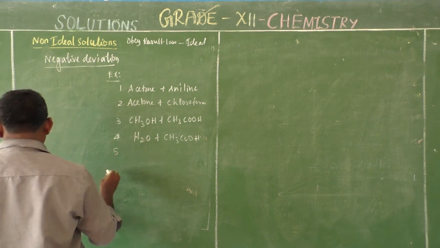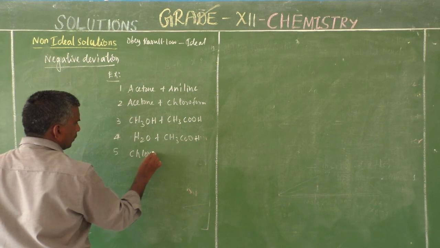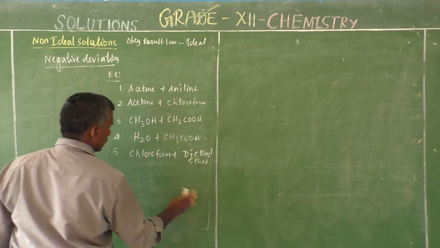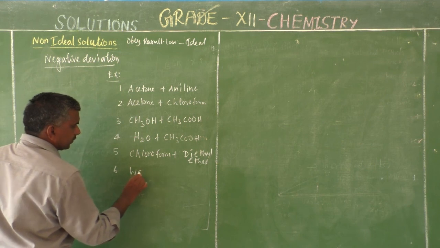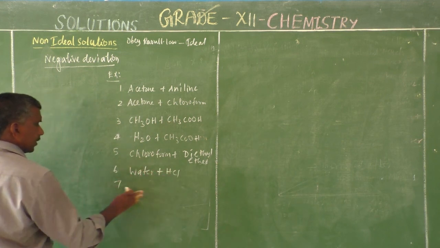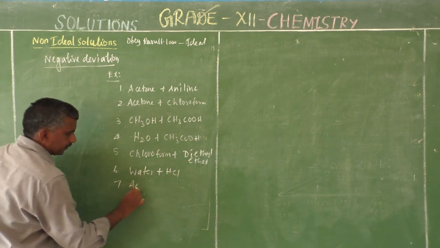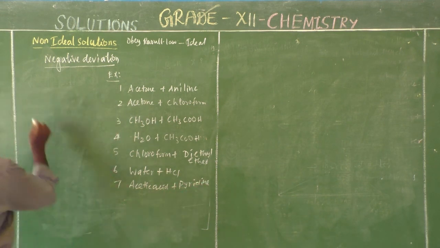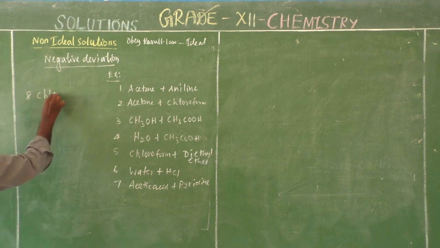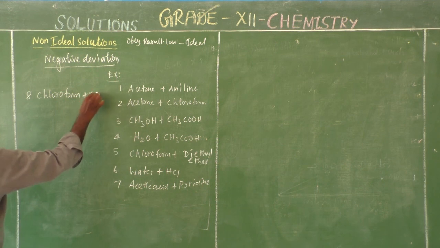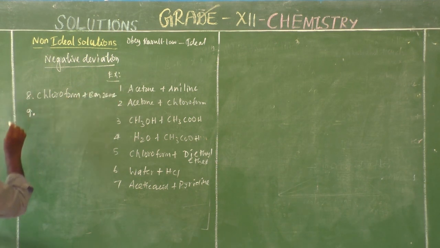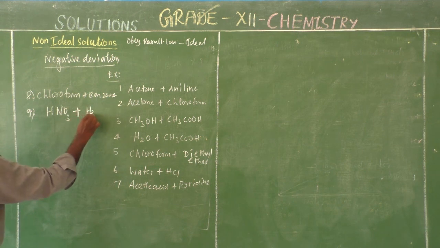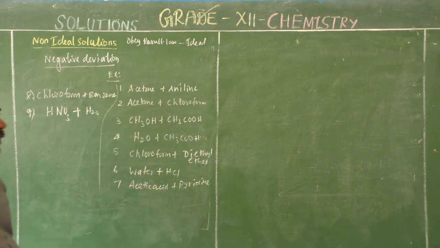And fifth, chloroform plus diethyl ether. And sixth, water plus HCl. So many examples, they are not there in the textbook. Seventh, acetic acid plus pyridine. Then the eighth example, chloroform plus benzene. And the ninth example, nitric acid plus water. So these are the nine examples for negative deviation.